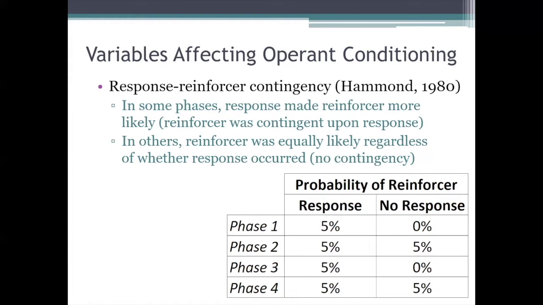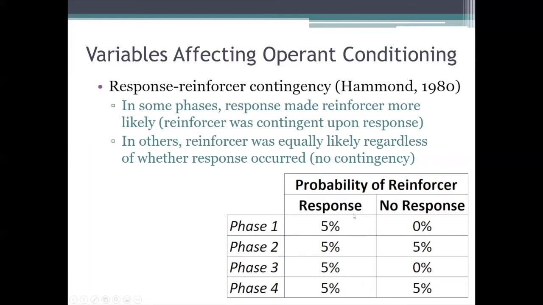Now, the reinforcer in this study was water. The rats were somewhat water deprived during this experiment, so water was highly reinforcing for them. And as you can see in this little table that I've made here, the probability of getting water after a response interval was always the same. It was always 5%. So across all 4 phases, the rats always had a 5% chance of getting a little water after each interval that they pressed the bar during.